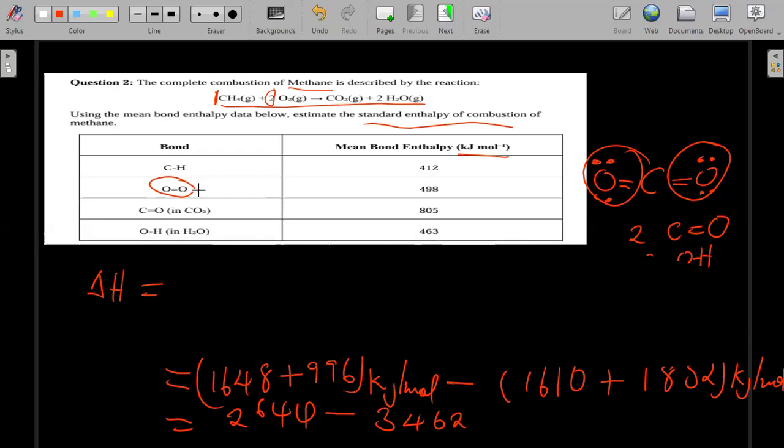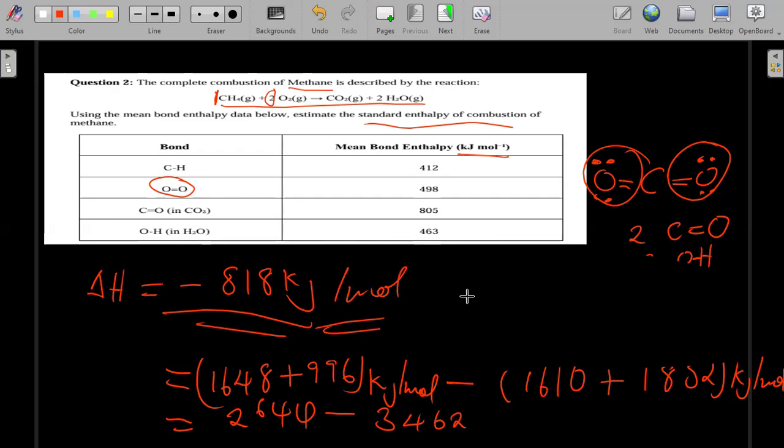So the final answer is going to be our 2644 minus 3464. We are getting a negative answer, which is negative 818 kilojoules. It's our final answer. This is kilojoules per mole. So that's the standard enthalpy of combustion of methane in this question. You get the summation of the bonds that have been broken minus the summation of the bonds that have been formed to get your final standard enthalpy of combustion.